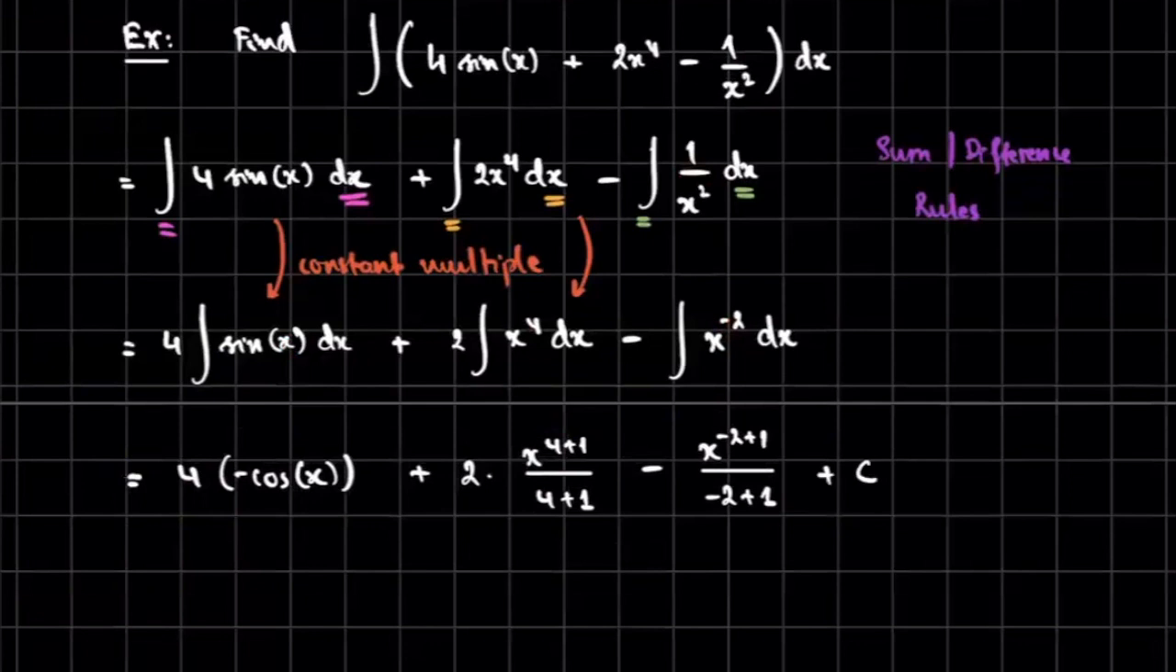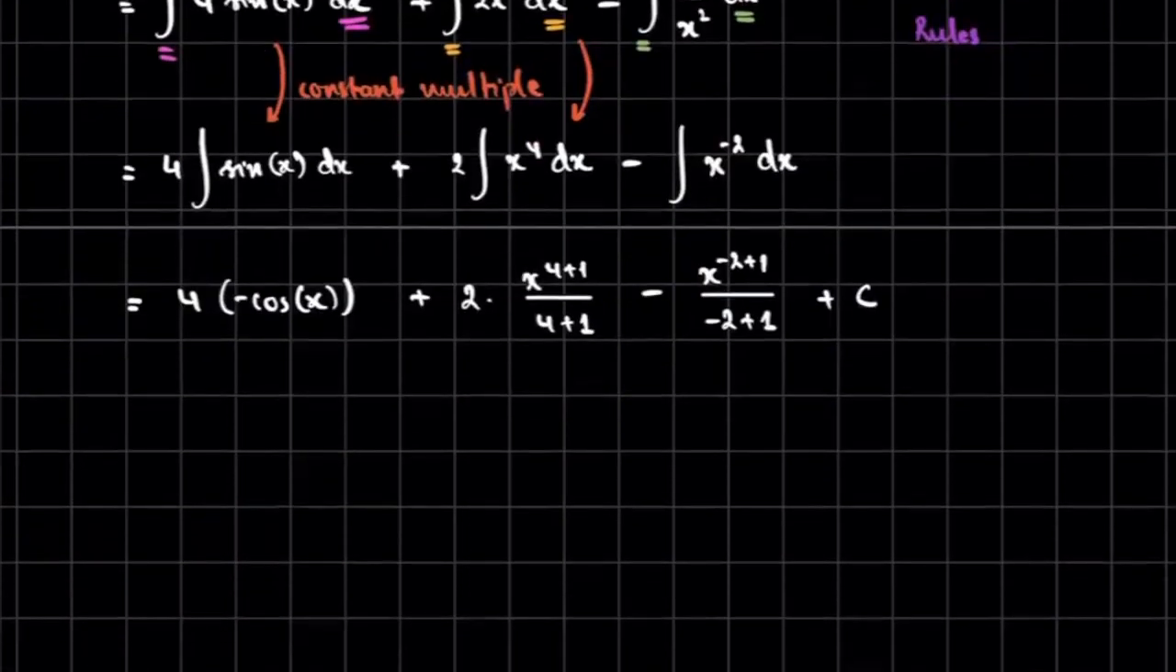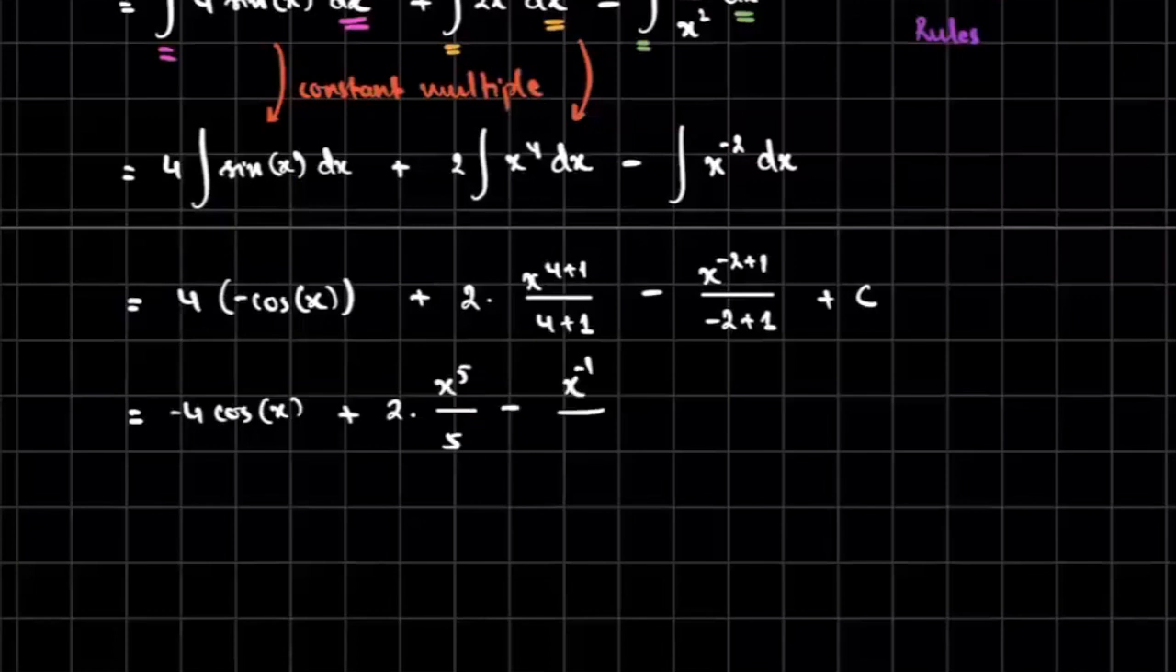Now at this point, you can simplify your answer. You get negative 4 cosine of x plus 2 times x to the 5th power divided by 5 minus x to the negative 1 divided by negative 1 plus a constant c.